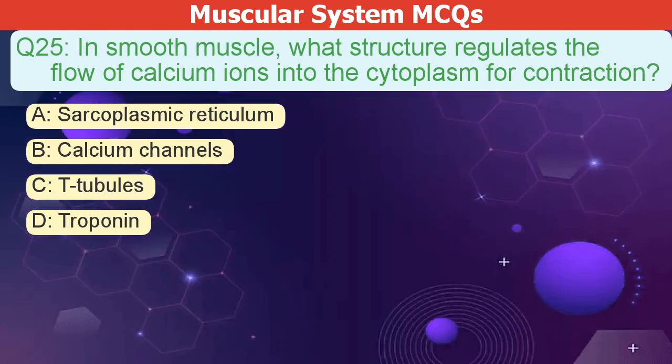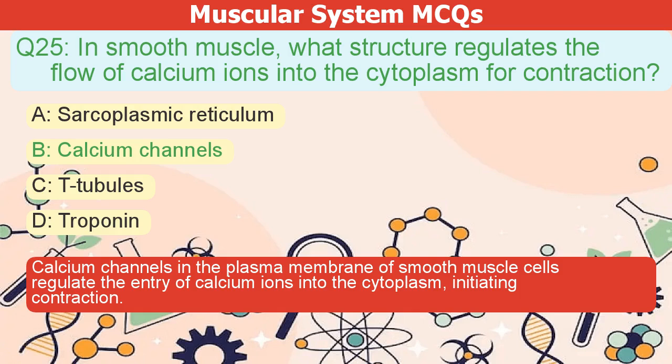In smooth muscle, what structure regulates the flow of calcium ions into the cytoplasm for contraction? A. Sarcoplasmic reticulum. B. Calcium channels. C. T-tubules. D. Troponin. The correct answer is B. Calcium channels in the plasma membrane of smooth muscle cells regulate the entry of calcium ions into the cytoplasm, initiating contraction.